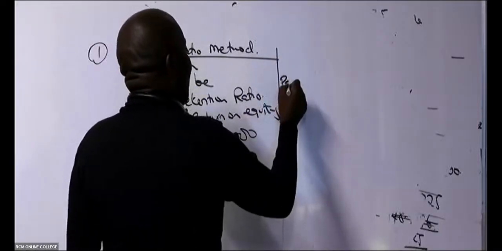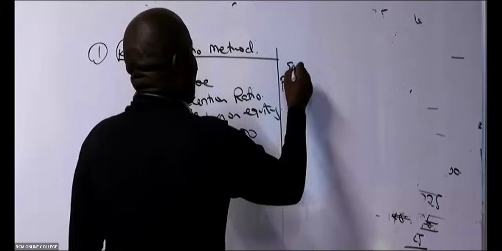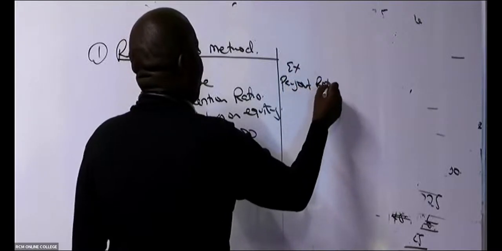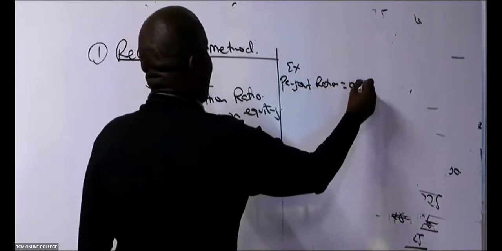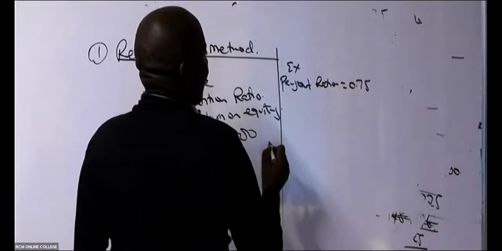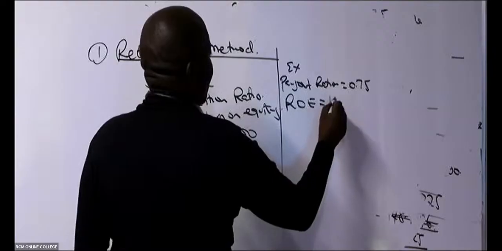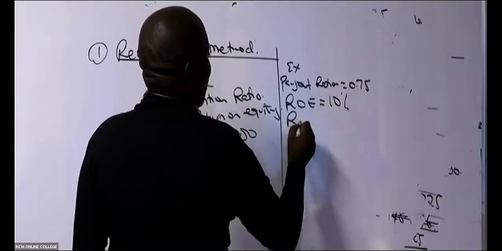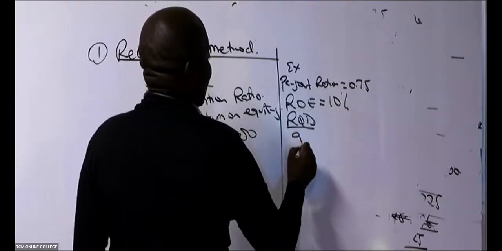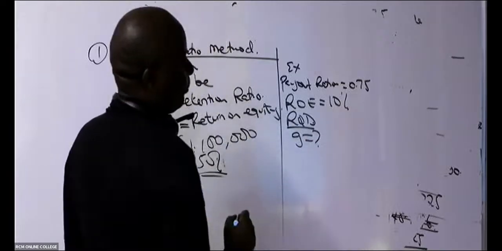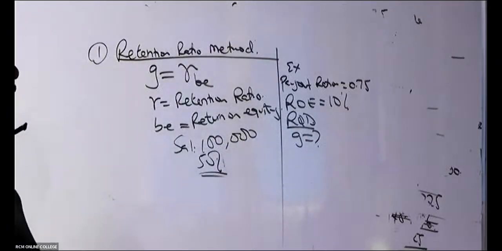They'll tell you that the payout ratio, as an exercise, is 0.75. And then they'll tell you return on equity is 10%. Required, give us G, the growth rate. Let me give you 1 minute. You try these out.